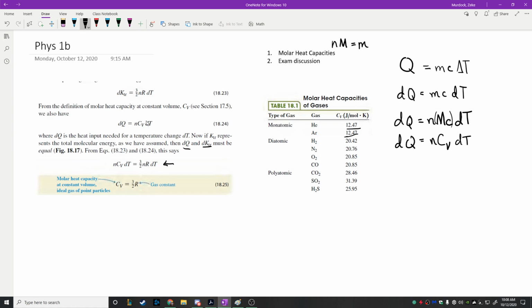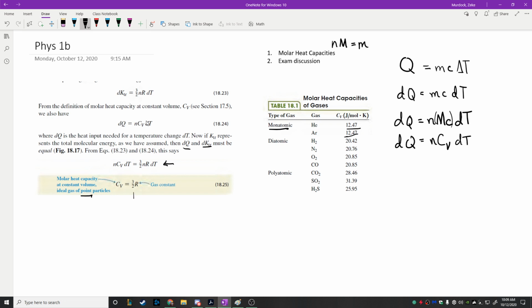Okay, so this tells us that the molar heat capacity at constant volume, that's what this represents, for an ideal gas of specifically point particles, so things that are monatomic, the molar heat capacity is equal to 3/2 times R. Just this really simple relationship right here, 3/2 multiplied by the gas constant.